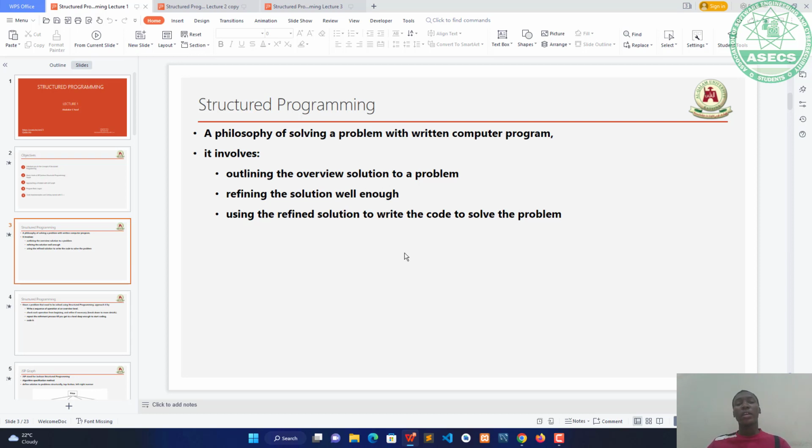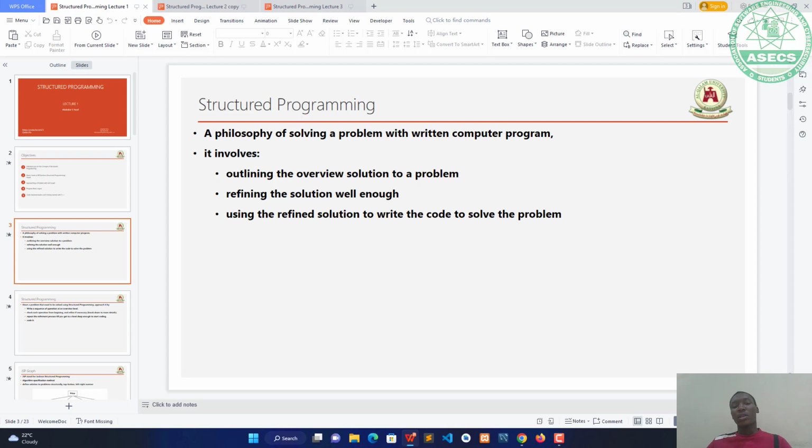Zai bada dama ne a yi outlining solution at an overview level. In an kawo problem you want to solve it, kafin mutum ya implementing nashi back to computer program, you have to think of that solution at an overview level, shine at higher level. Then you refine it. You break it down to smaller pieces.